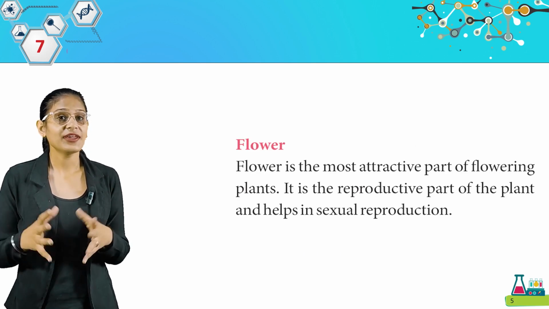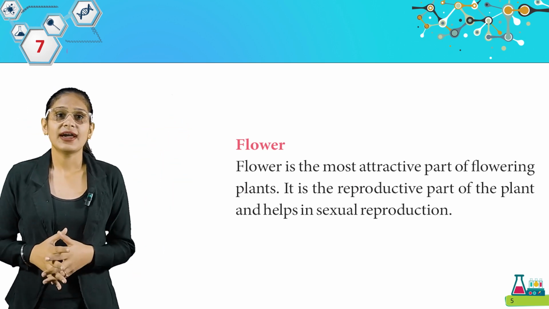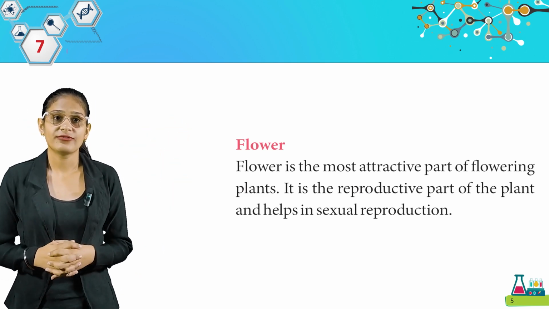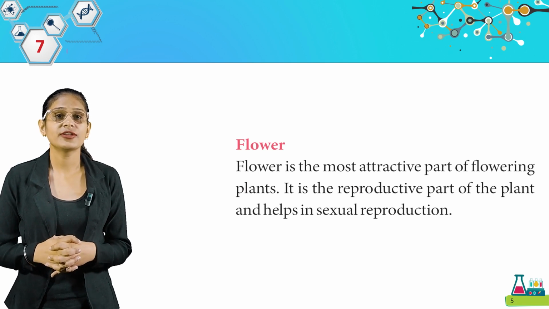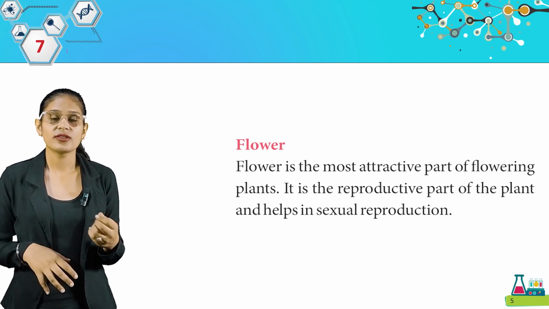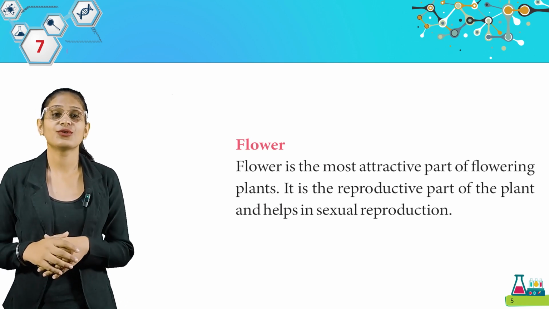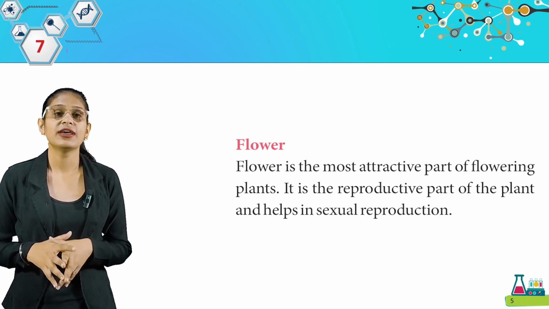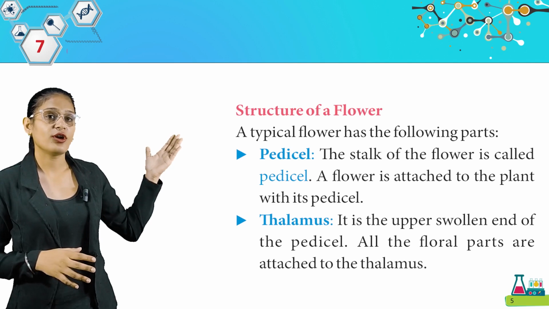Now we have the flower. Flower is the most attractive part of the flowering plants. It is the reproductive part of the plant and helps in sexual reproduction. So students, the reproduction of our plant takes place in which part? In the flower. Now we have the structure of a flower.